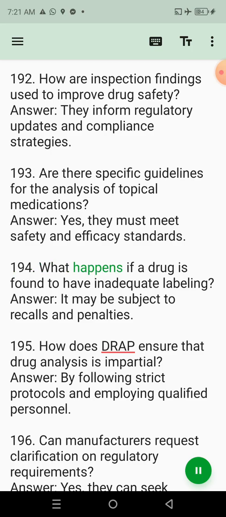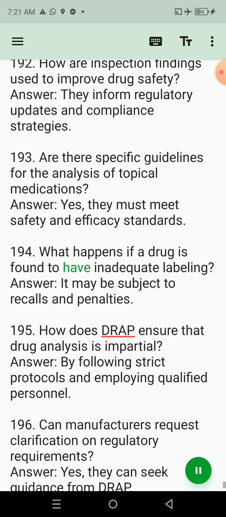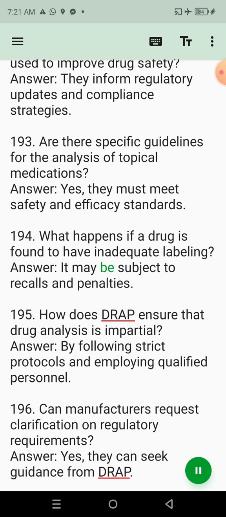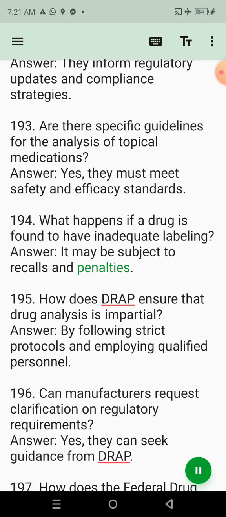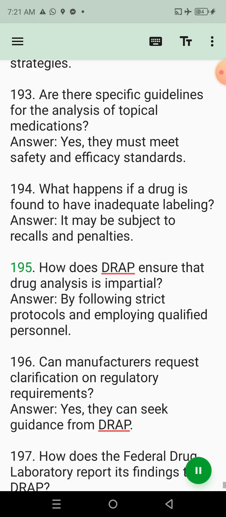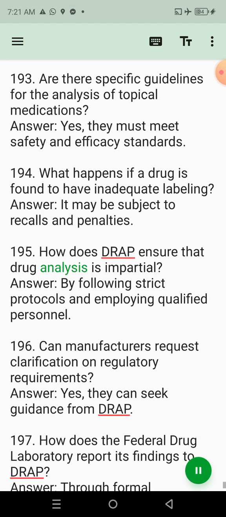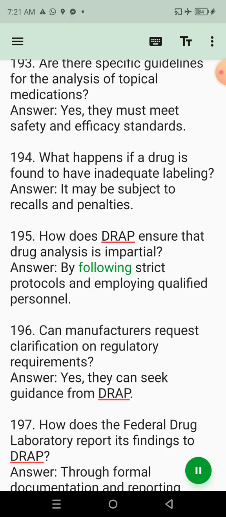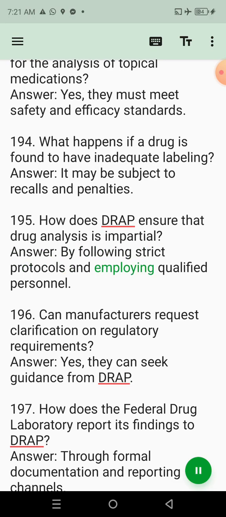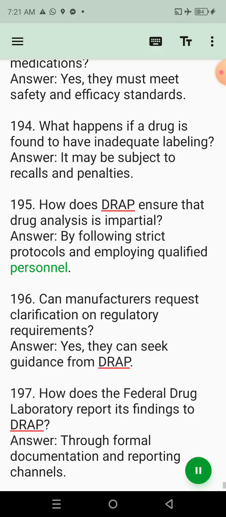194. What happens if a drug is found to have inadequate labeling? Answer: it may be subject to recalls and penalties. 195. How does DRAP ensure that drug analysis is impartial? Answer: by following strict protocols and employing qualified personnel.